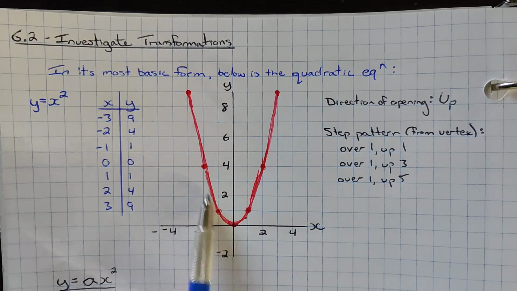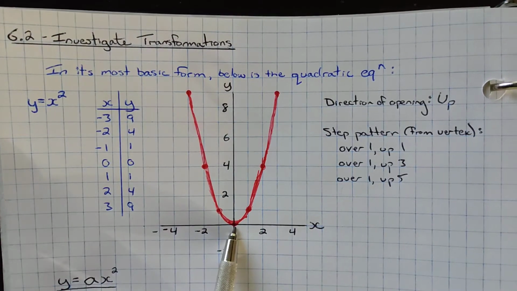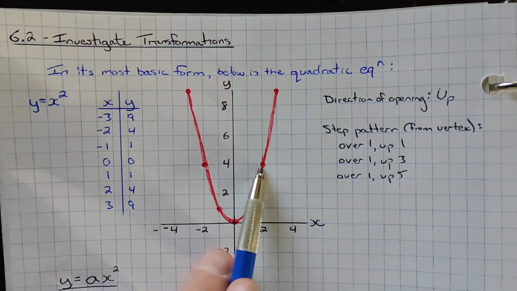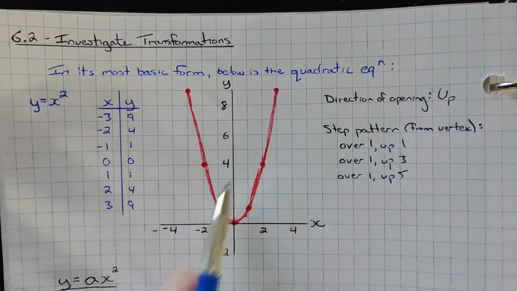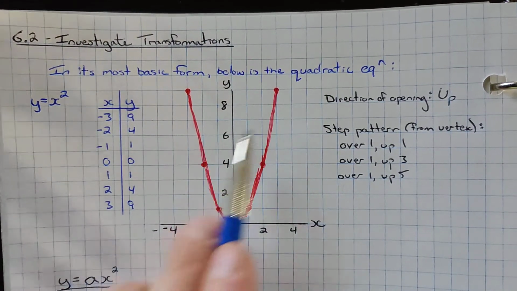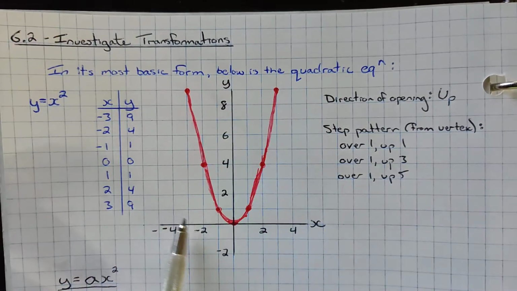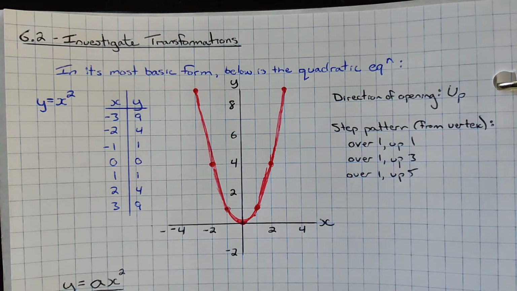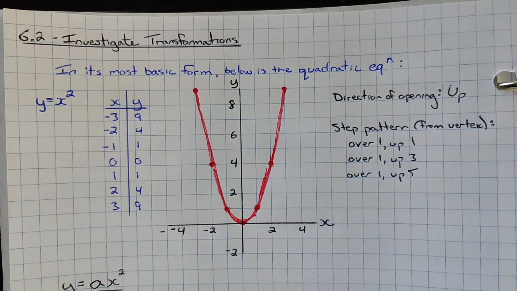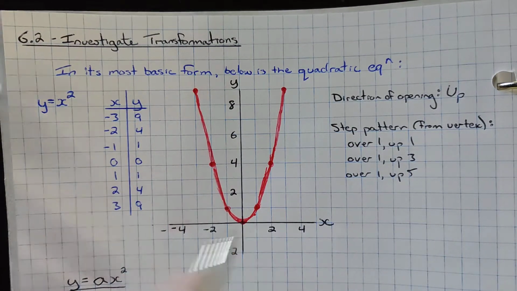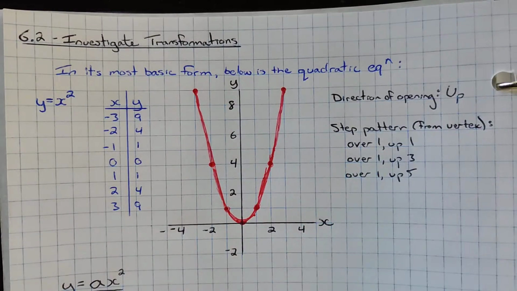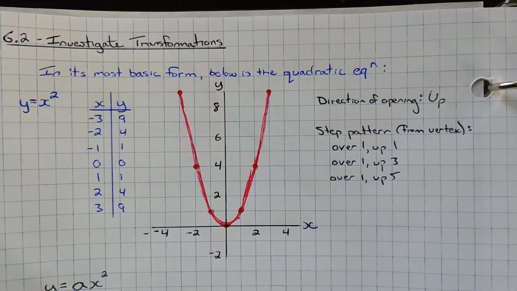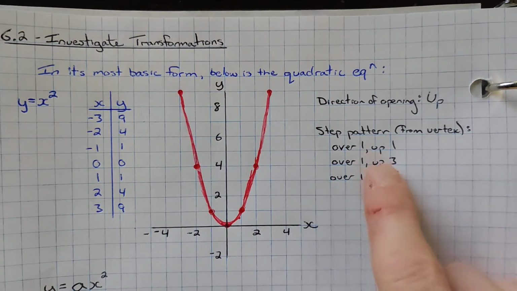We have the standard graph here. Points at (0, 0), (1, 1), (-1, 1), (2, 4), (-2, 4), and then (3, 9) and (-3, 9). Notice they're all symmetrical about the vertex. The direction of opening of this graph is up, and notice that symmetry comes with this kind of pattern.